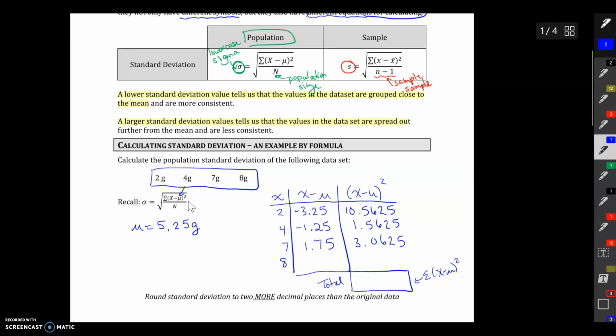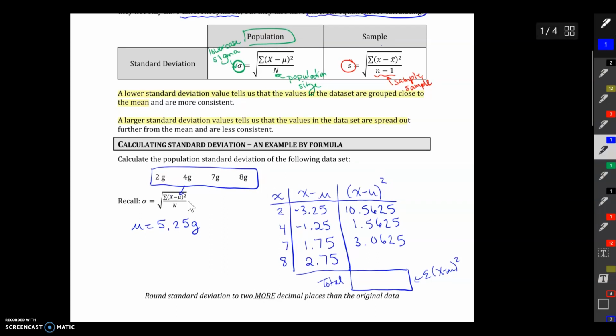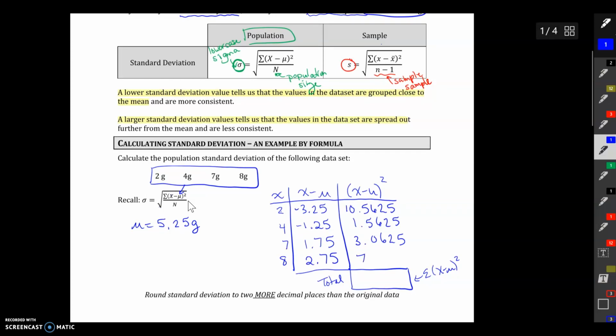How far is 8 from the mean? What's 8 minus 5.25? That comes out to 2.75. And 2.75 squared is 7.5625. Okay? Again, our next step is going to be to take all of those squared values and add them up. When we add up those 4 values, we get 22.75.